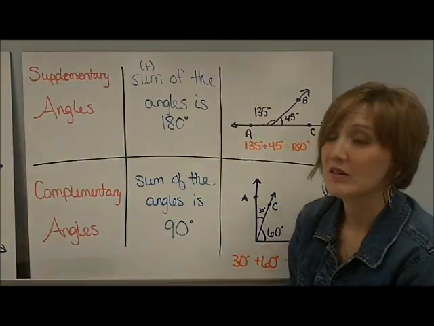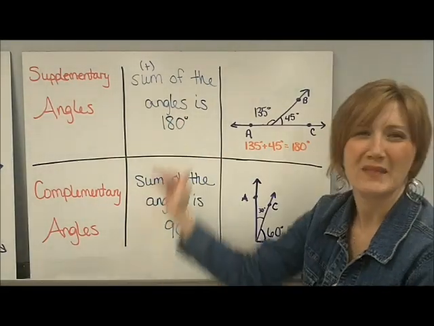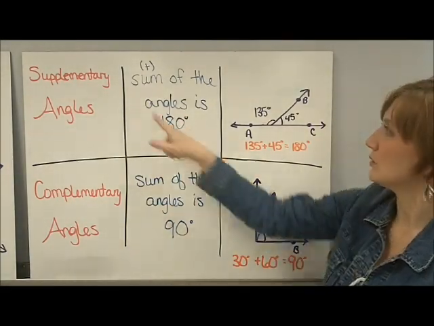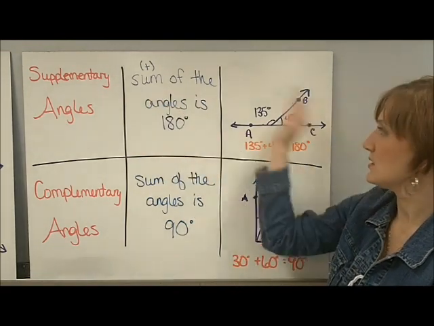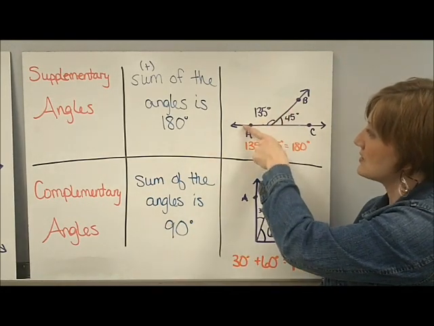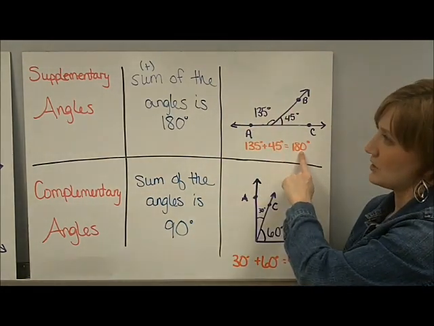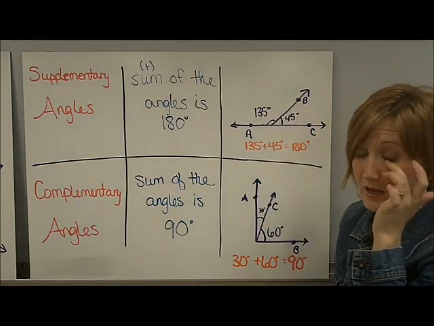In supplementary angles, these are two that you can use some math to figure out. In supplementary angles, the sum of the angles is 180 degrees, which means it opens up to a straight line. So this angle plus this angle equal 180 degrees. So that means that 45 and 135 are supplementary angles.